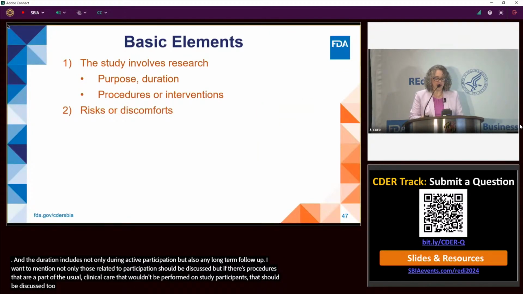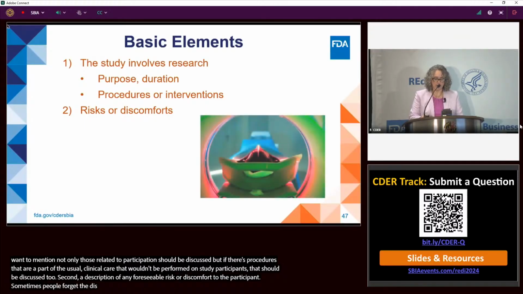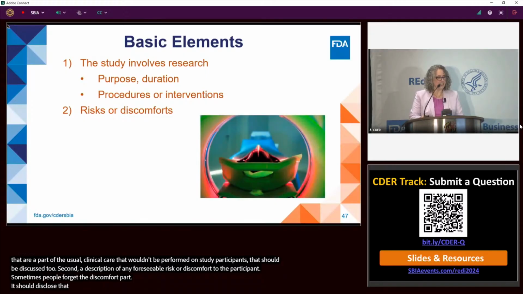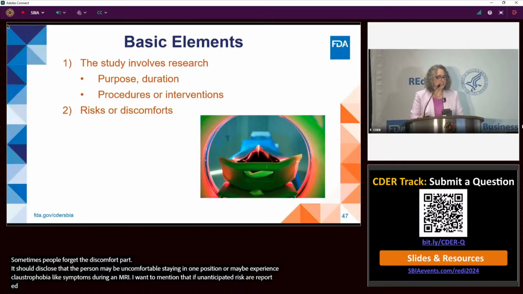Second, a description of any reasonably foreseeable risks or discomforts to the participant. Sometimes people forget that discomforts part. For example, the consent form should disclose that the person may be uncomfortable having to stay in one position or may experience claustrophobia-like symptoms during an MRI. I want to also mention that if unanticipated risks are reported during the investigation, the informed consent discussion and documents may need to be updated with this additional information.